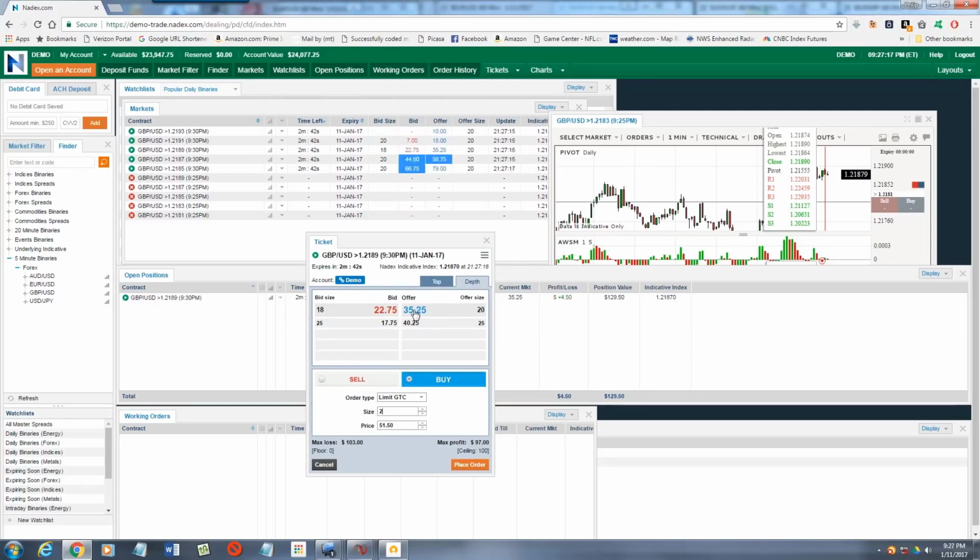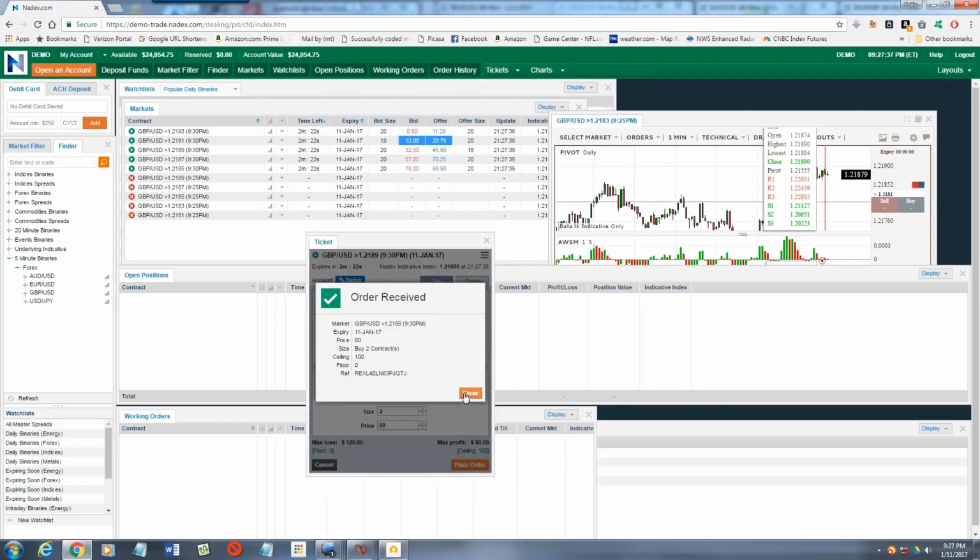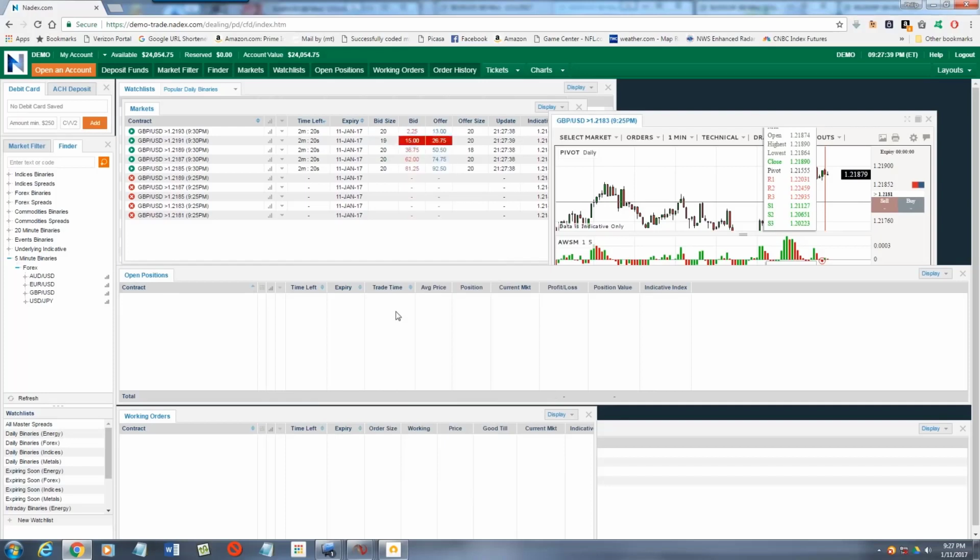Let's just say we don't want to see this hit 40. If we see it hit 40, we're out. You could even stage the ticket for higher. You could stage it for 60. Okay, 40's there. We hit it, and we're out. You see how the contract disappeared? That's how you get flat.